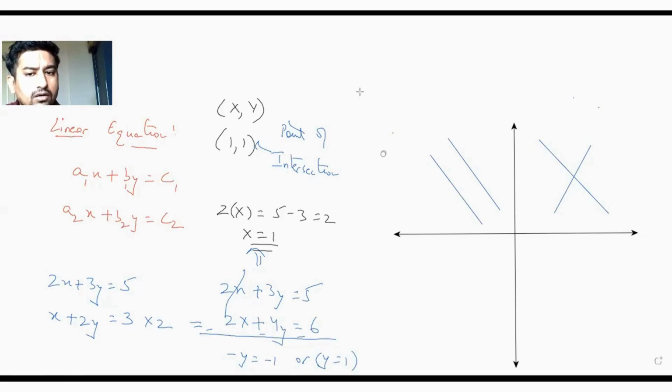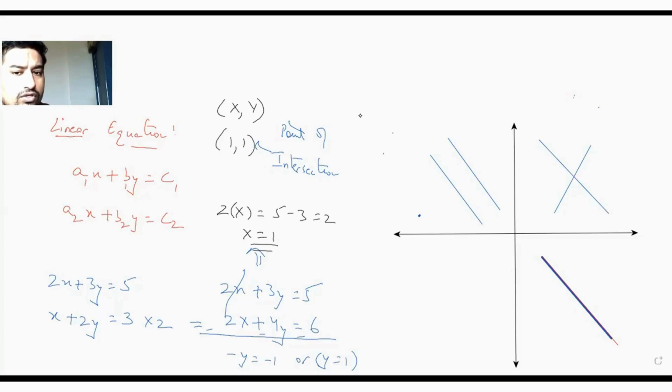What is the third case now? The third case is wherein there's one line, and the second line is parallel to the first line, but it is completely overlapping on the first line itself. So what happens now? Every point is an intersection point, right?